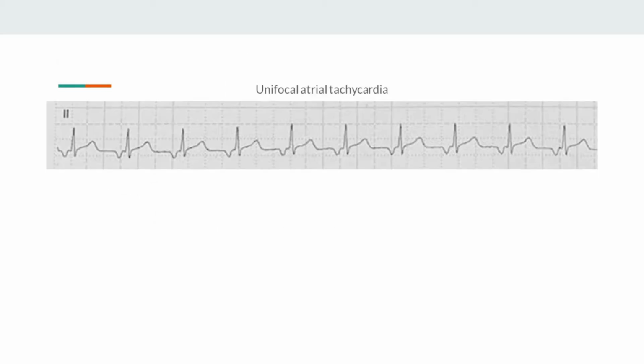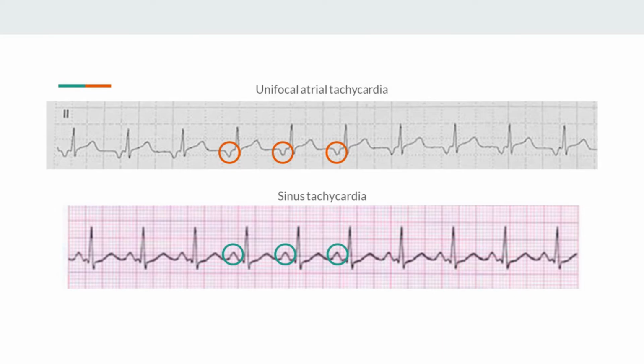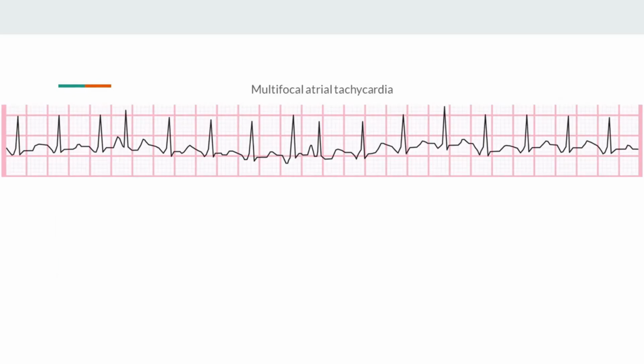On the EKG, unifocal atrial tachycardia is identifiable by its abnormal P wave morphology, or the shape of the P wave. Let's compare it to the P wave of the sinus tachycardia and see if we can spot any differences. In this example, the P waves in unifocal atrial tachycardia are inverted, or flipped upside down. This is because the impulses that are initiating the heartbeats are coming from somewhere else in the atria and not the SA node.